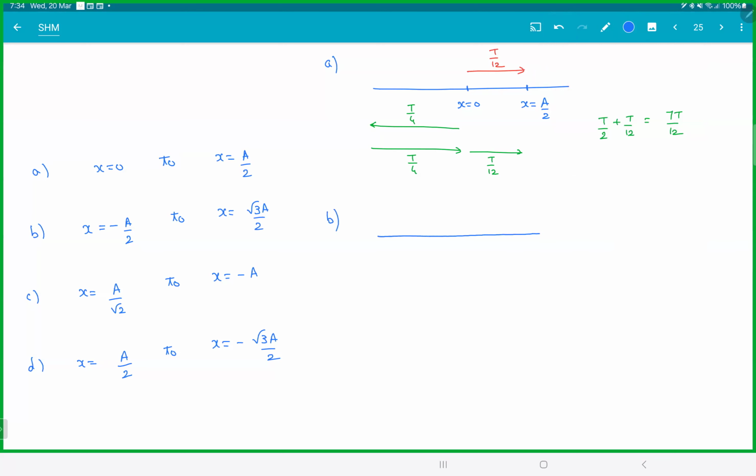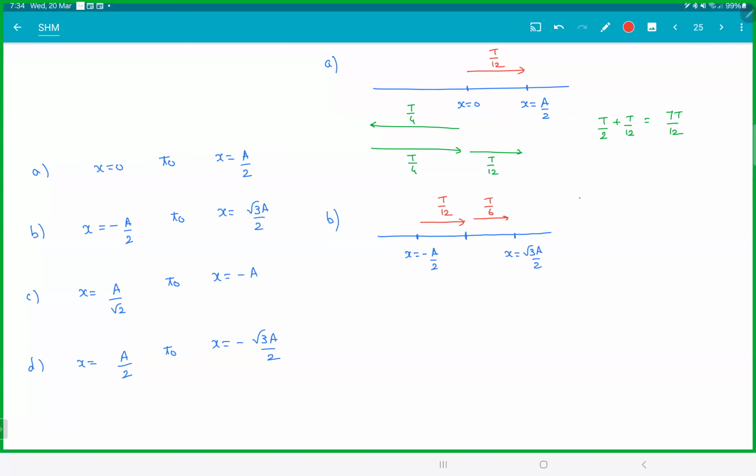So for the B part, you're traveling from x = -a/2 to root 3 a/2. If you go directly, a/2 to 0 is how much? T/12. 0 to root 3 a/2 is T/6. So the answer is T/4. T/2 what?